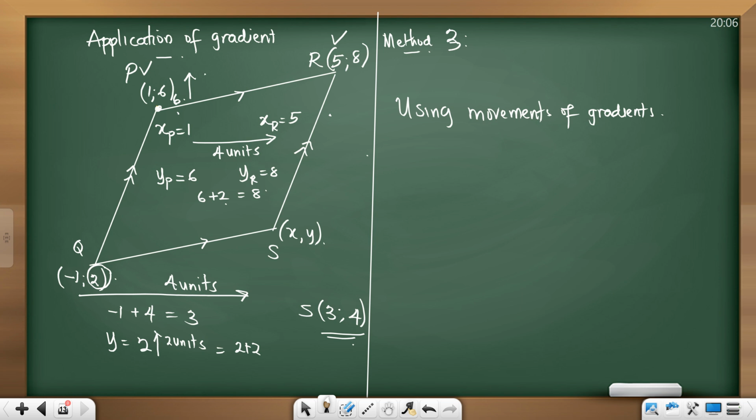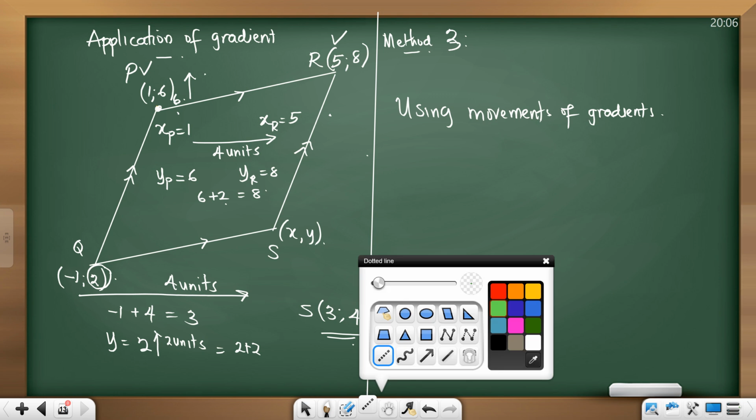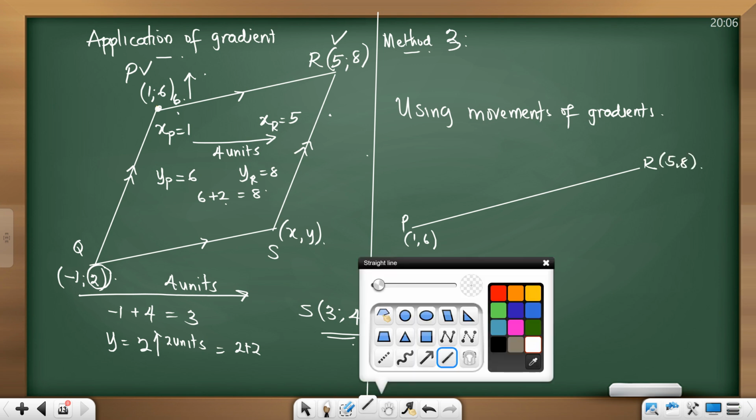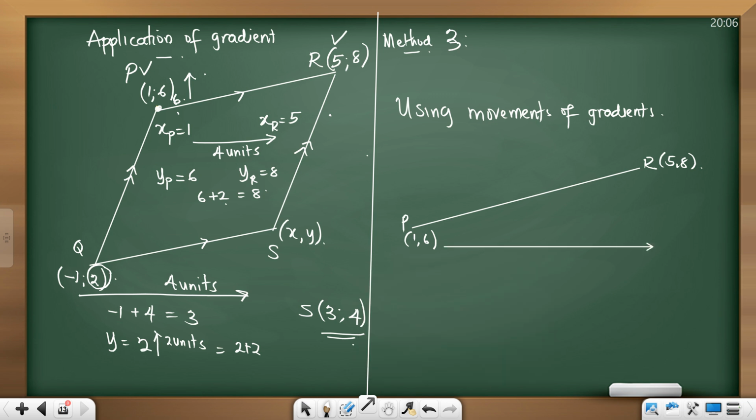Can I show you something nice as I finish this one? This is P, right? And this is R. We said 1 and 6. We said 5 and 8. For the horizontal movement, we were moving 4 units. And for the vertical movement, we're moving 2 units, right? From 6 to 8 is 2 units.